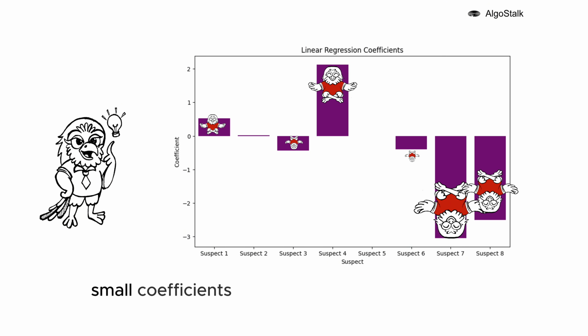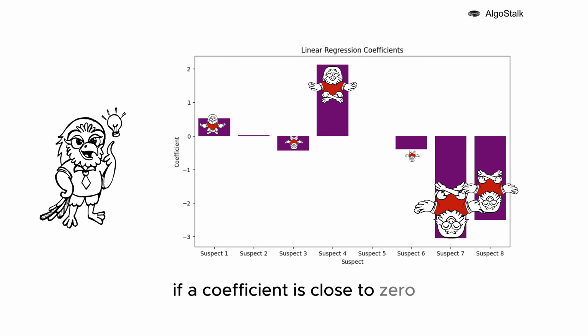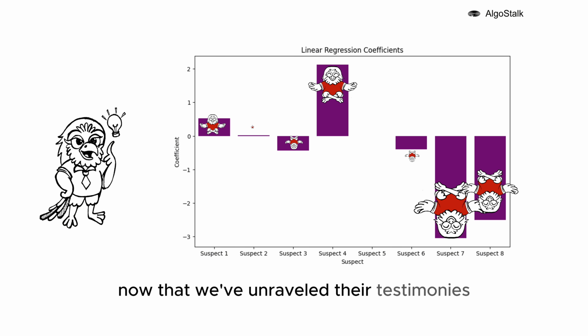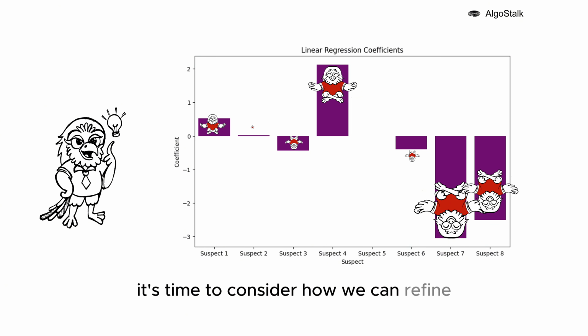Small coefficients: these suspects have little to say. If a coefficient is close to zero, the suspect's role in the case is minor. They may still have an influence, but it's not significant enough to change the overall outcome much. In a sense, each coefficient tells us how much we should listen to that particular suspect. Now that we've unraveled their testimonies, it's time to consider how we can refine our investigation further. Stay tuned as we prepare to shift gears and explore how regularization can help us manage these influences more effectively.